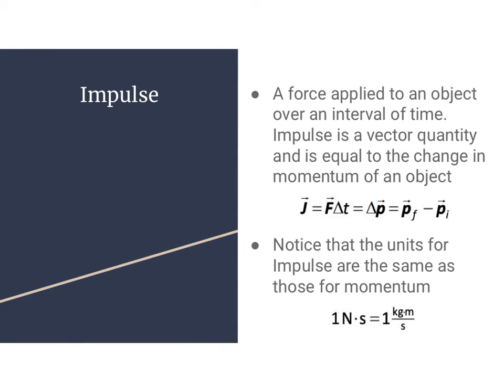Now, this idea of conservation of momentum is for a system. Okay, and it's important to distinguish between a system and an object. So momentum is conserved in a system, in a closed system, but not necessarily for every object.